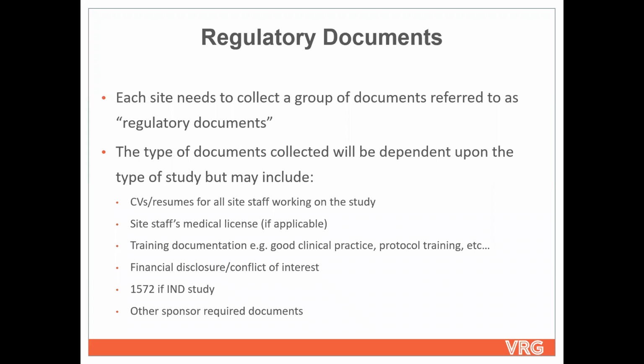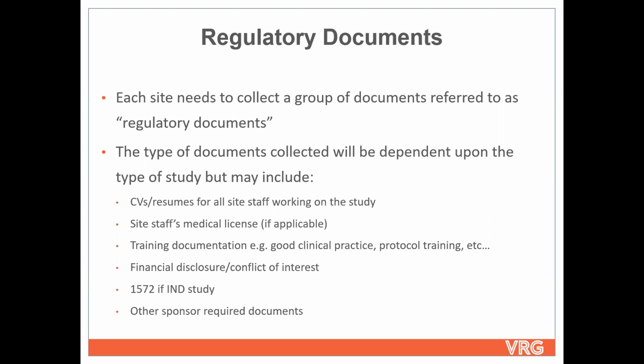For every study, you will need a copy of your CV or resume for all the staff that are working on the study. So this would be the principal investigator, research coordinator, and any other local site staff. If that staff has a medical license, like a MD, you would need that. And then you will keep a copy of all training documentation that you have. So we'll talk about that a little bit later, but good clinical practice, any protocol training, if there's specific training on an assessment in the study, this will all be kept in your regulatory documents.